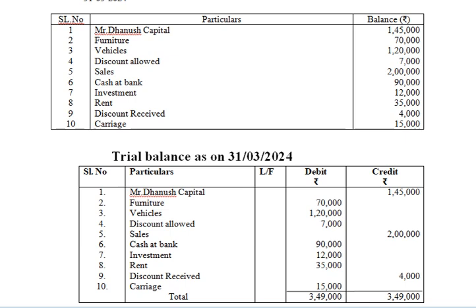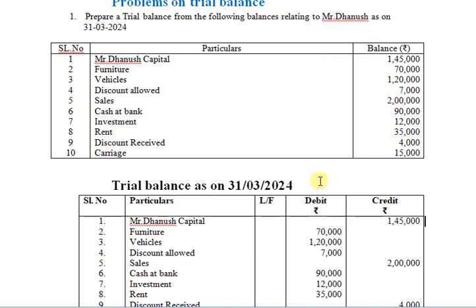Now we can look into a problem on trial balance. Prepare a trial balance from the following balances relating to Mr. Dhanush as on 31st March 2024. Mr. Dhanush's capital is 1,45,000, furniture 70,000, vehicles 1,20,000, discount allowed 7,000, sales 2 lakhs, cash at bank 90,000, investment 12,000, rent 35,000, discount received 4,000, carriage 15,000.